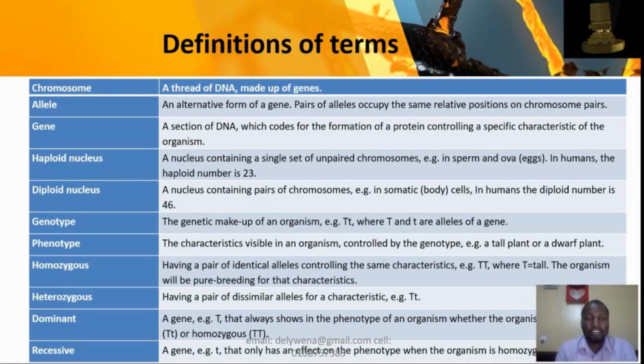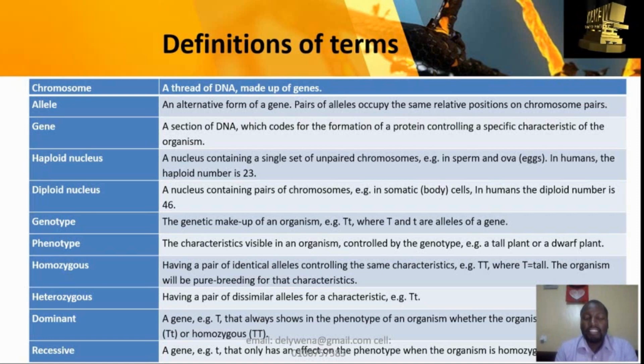Haploid nucleus, that is a nucleus containing a single set of unpaired chromosomes, e.g. in sperm and ova. In humans, the haploid number is 23. Haploid from the word half. Haploid, half. Diploid, that is a nucleus containing pairs of chromosomes. For example, in somatic, what we call the body cells in humans, the diploid number is 46. That is, our somatic cells have 46 chromosomes.